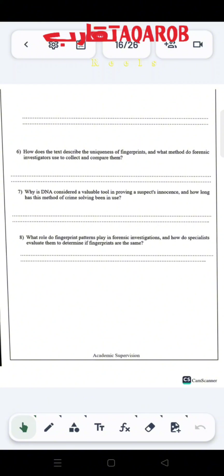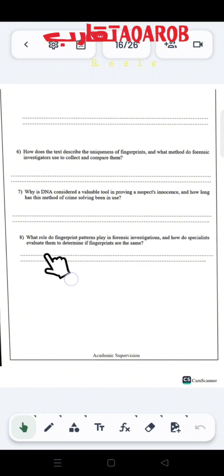Question number 7. Why is DNA considered a valuable tool in proving a suspect's innocence, and how long has this method of crime solving been in use? So, DNA is valuable in proving a suspect's innocence by providing a reliable means of identification. This method of crime solving has been used regularly since the 20th century.